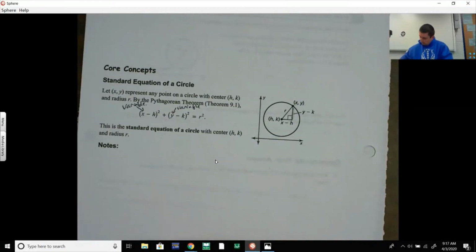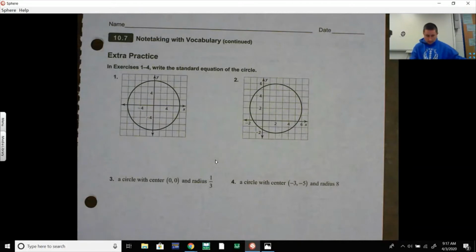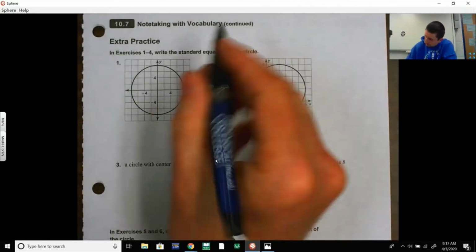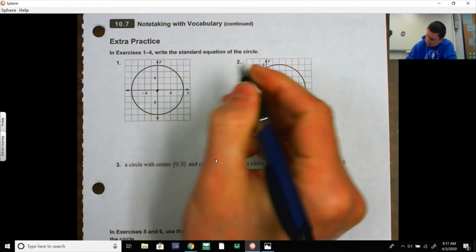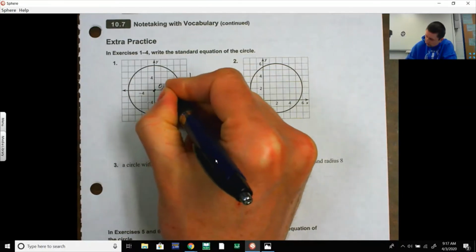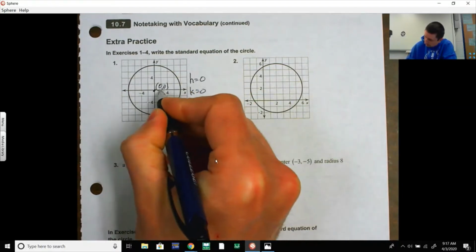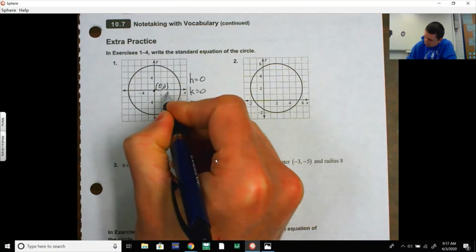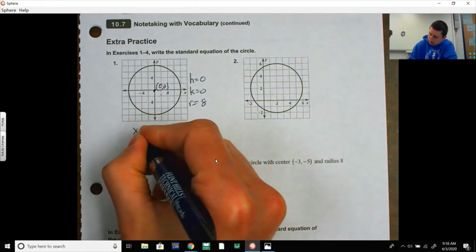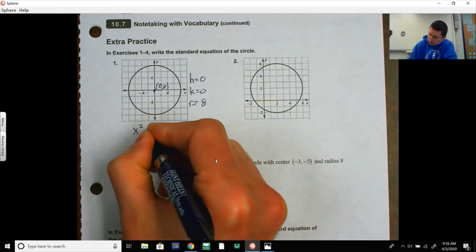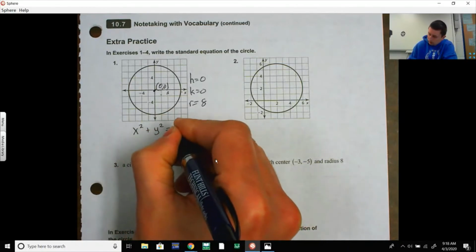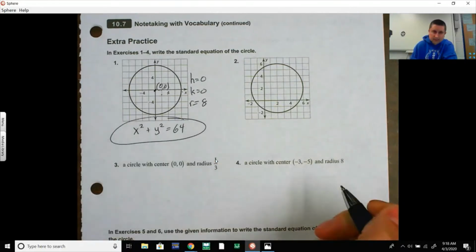Okay, a little more practice, and I'll be done. So write the standard equation of the circle. Okay, so here's your center. H is 0, K is 0 because it's 0, 0. And your radius is 1, 2, okay, count by 2s, 2, 4, 6, 8. Radius is 8. So that'd just be x minus 0, so I'm not going to put that, x squared, plus y minus 0, again, just y squared, equals 8 squared, which is 64. That's it. That's your equation.